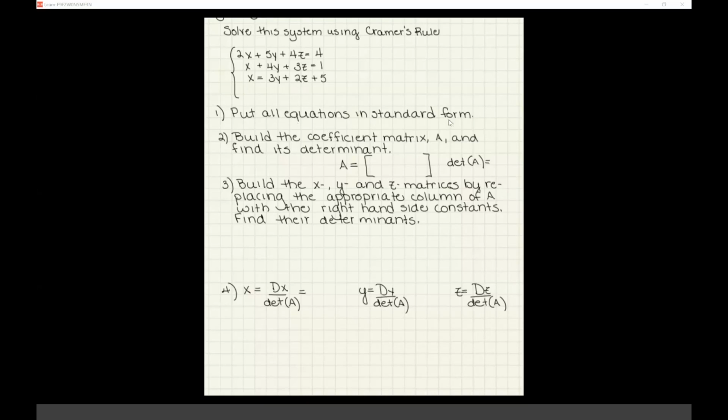Put all the equations in standard form. You'll notice the third one is not in standard form. It needs to be before you can start. So you get your X's, Y's, and Z's on one side and the 5 on the other. Build a coefficient matrix from your system and find its determinant using Symbolab. This is going to be D. Then build your X, Y, and Z matrices and find their determinants.